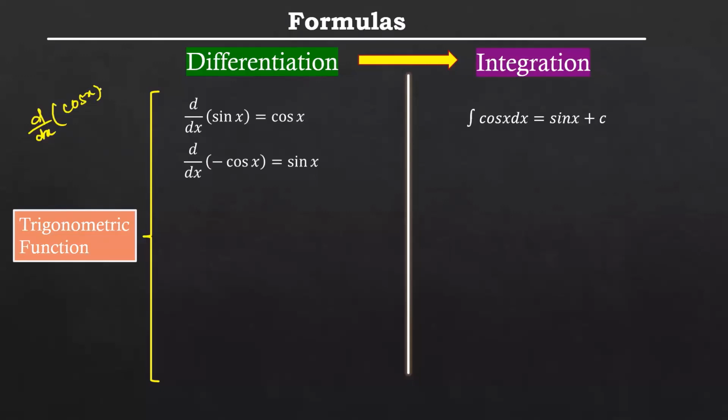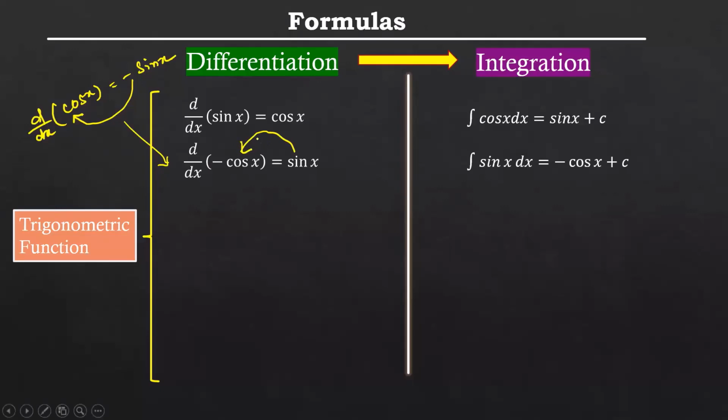The derivative of cos x gives you minus sin x. That means if we take the minus, the derivative of minus cos x gives you sin x. So whenever you perform the integration over sin x, you get minus cos x.